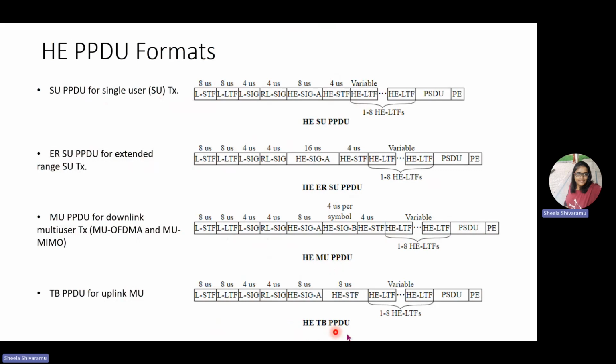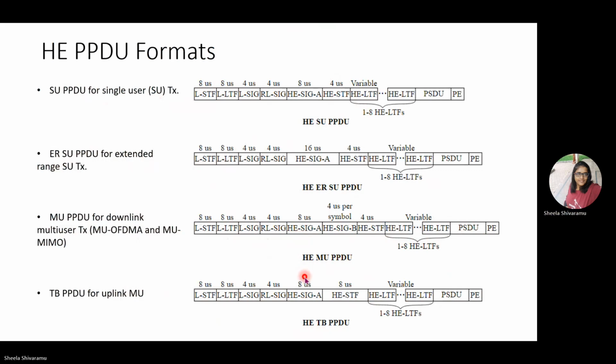The last is the HE TB PPDU, which is used for uplink trigger-based uplink MU MIMO or MU OFDMA. In this, HE-SIG-B is not present, as I told, but otherwise almost all the fields of HE TB PPDU are similar to this HE MU PPDU.